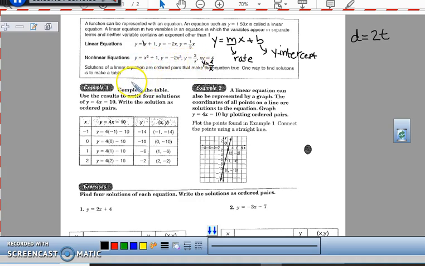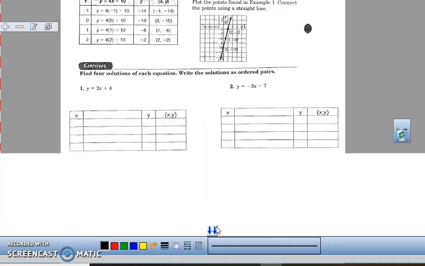Solutions of linear equations are ordered pairs that make it true, and one way to find solutions is to make a table. So that's what we are going to do. We're going to be making a table. I am going to be giving you the numbers that I want you to put in the table for the x values. We will then solve, find our y, and then we will have an ordered pair. So I want you to notice that these equations are in the form y equals mx plus b. Okay? So here the m would be the 2 and the b would be the 4.